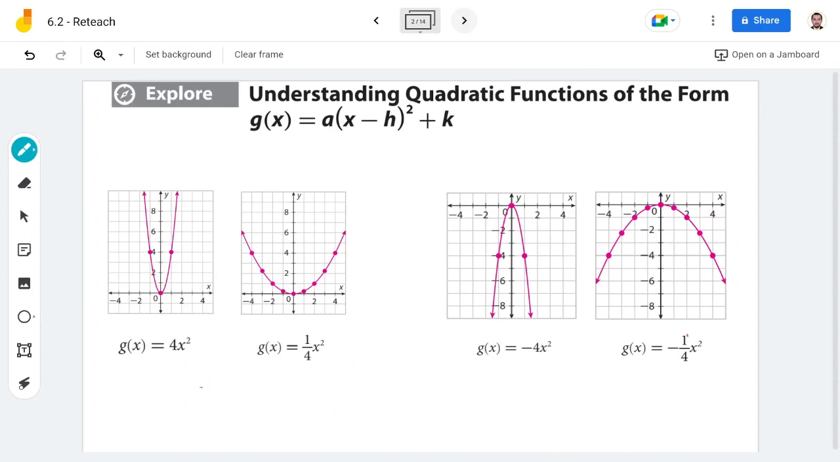Now let's start our lesson 6.2. Before we start, we need to go through this one that I told you about in 6.1. I will explain it later. So look at the graph.